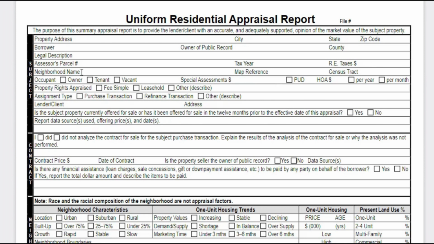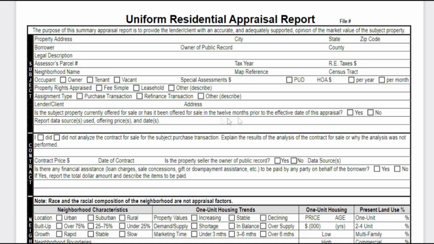Here's the neighborhood name. So remember when we were walking by, I showed you neighborhood or subdivision or whatever. I'm going to skip this here. Occupant, well, you would say owner occupied. Property rights appraised. Most of the time it would be a fee simple. So you would check it. Assignment type, well, purchase transaction, if it was a sale, or a refinance transaction, or any other one. Here you would put the client's name, the address. So that would be like the bank.